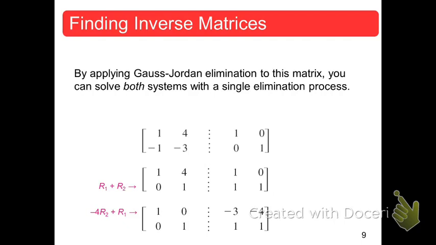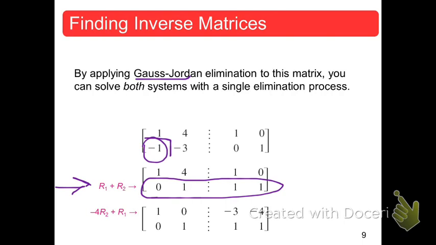Next, our goal is to use Gauss-Jordan elimination to put our matrix into reduced row echelon form. So if we look here, we want to get this -1 to be a 0. We can do that by adding row 1 to row 2, but notice we do it for the entire row. So we would have 1 plus -1 is 0, 4 plus -3 is 1, 1 plus 0 is 1, and 0 plus 1 is 1.